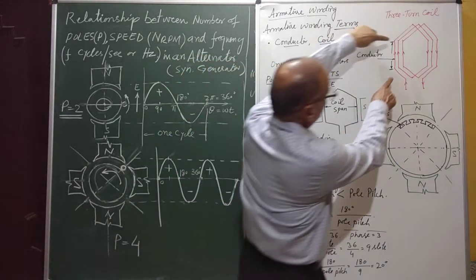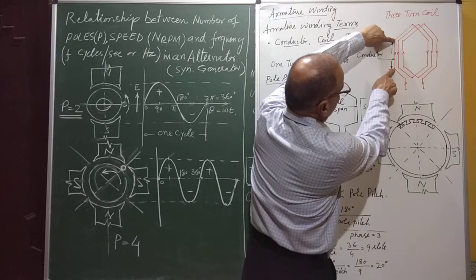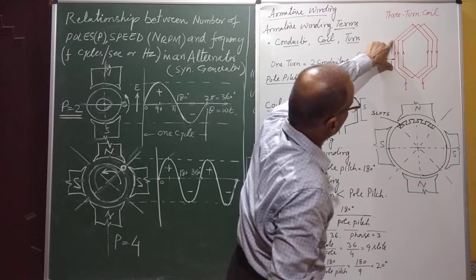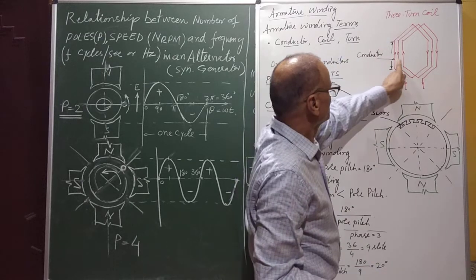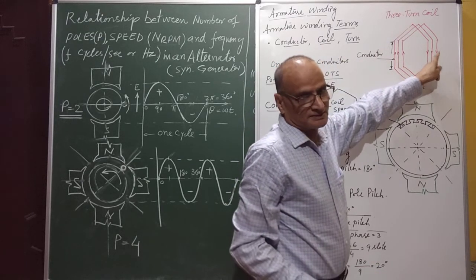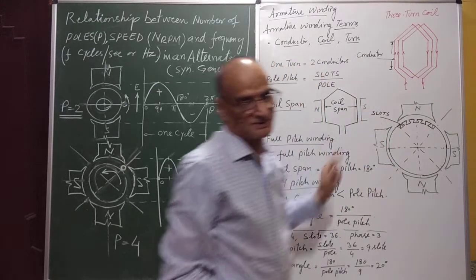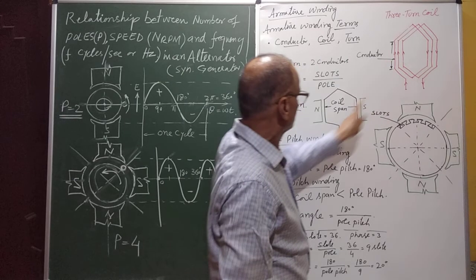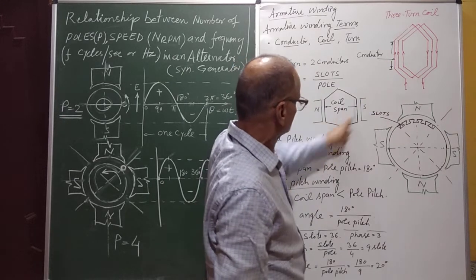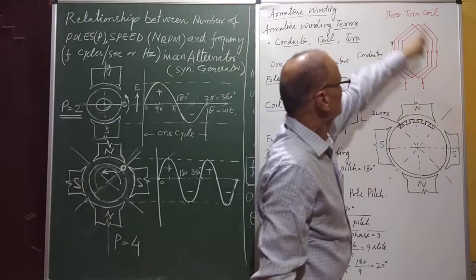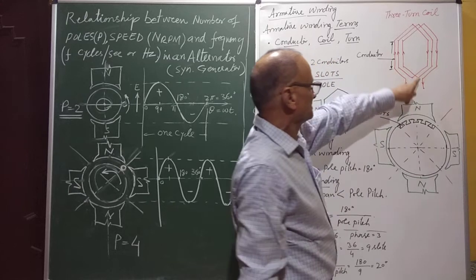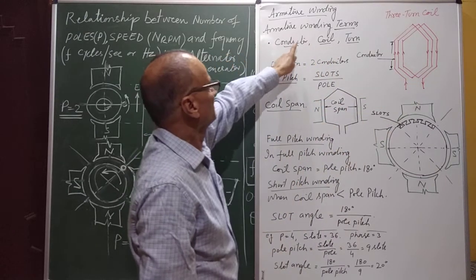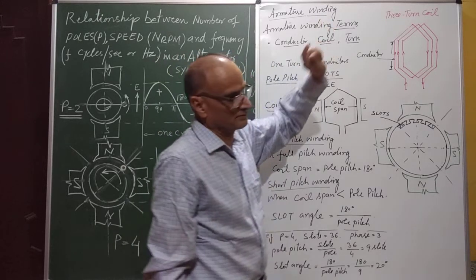And conductor is one length of this. This one length is called the conductor. This portion is called conductor. These are three conductors here, three conductors here. So this is the difference between conductor, turn, and coil. This is turn, and this is coil, three turns coil, and this is single turn coil. This is the relation between conductor, turns, and coil.